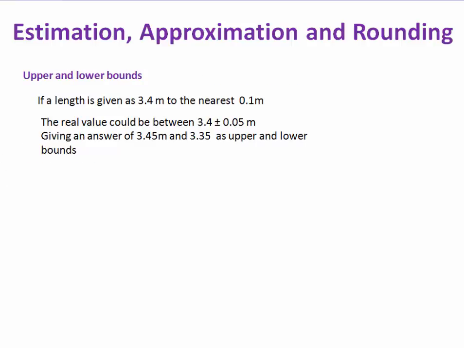We're going to look at upper and lower bounds. So if a length is given as 3.4 meters to the nearest 0.1 meter, then the real value could be between 3.4 plus or minus 0.05 meters. For the nearest 0.1 meter we divide by 2, so that gives us 0.05, and then the upper bound would be 3.4 plus 0.05, and the lower bound would be 3.4 minus 0.05. So it gives the answer of 3.45 meters and 3.35 meters as the upper and lower bounds.